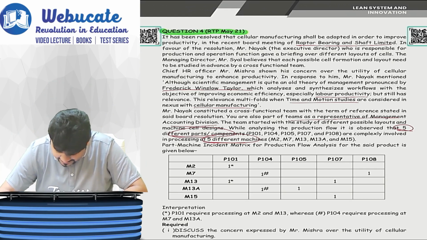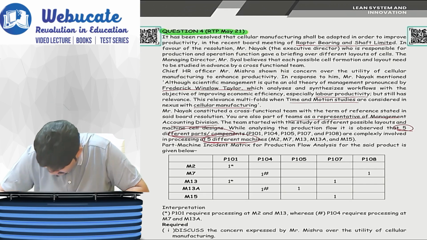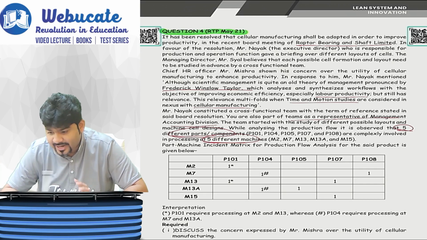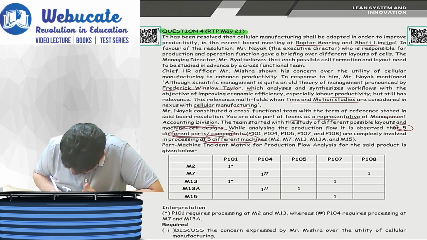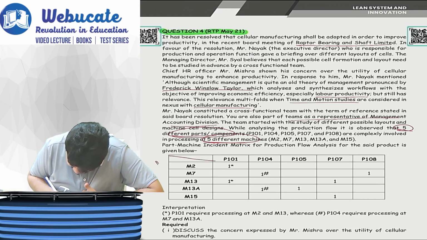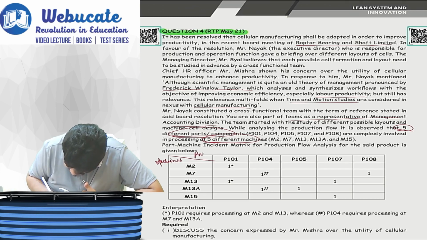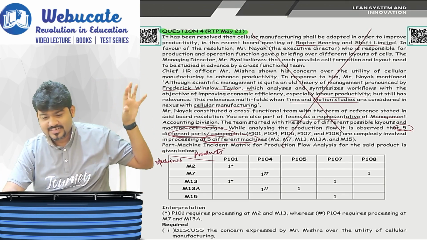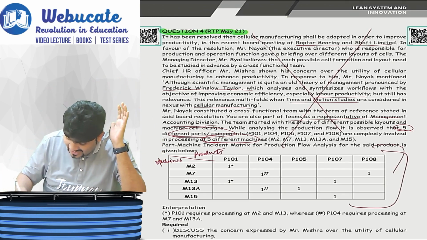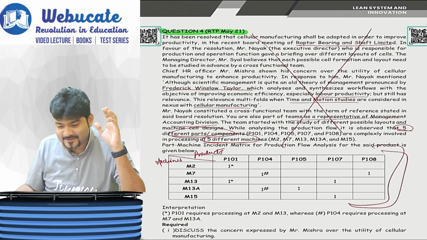The part machine incidence matrix for production flow analysis for the product is given below. P101, 104, 105, 107, 108, and M2, M7, M13, M13A, M15. See this right there. These are machines for your understanding, and these are products. All of the other things written here are of no importance to us. This is where the real ROCA starts.